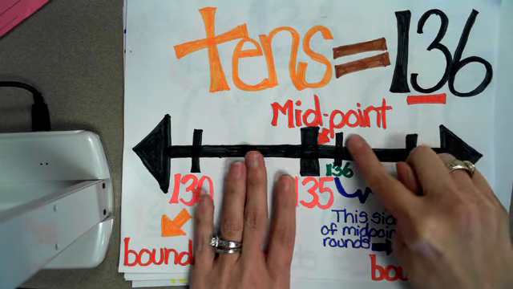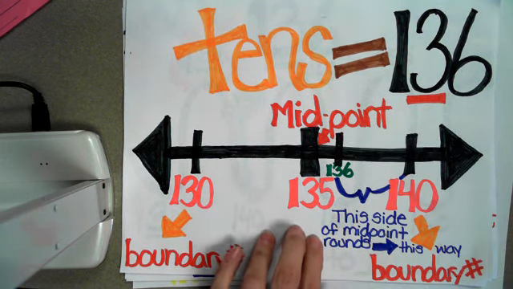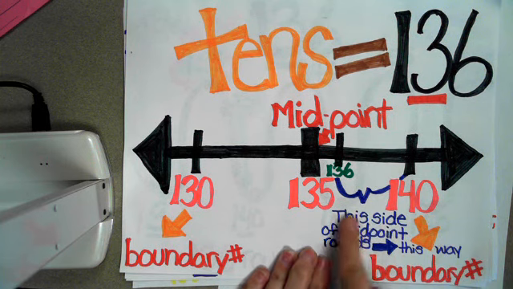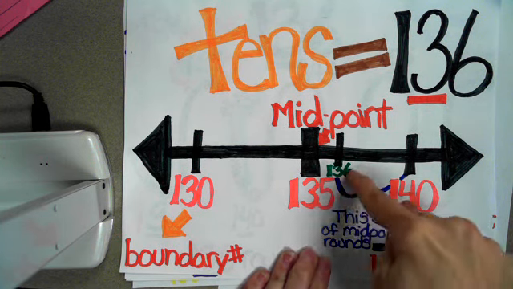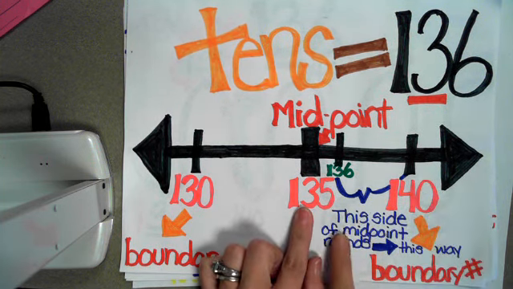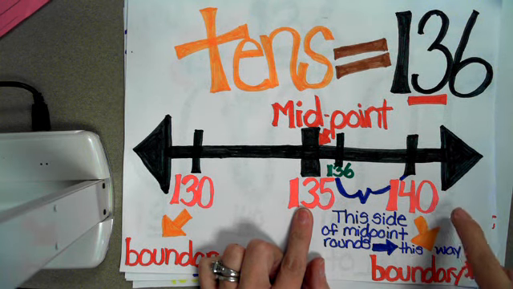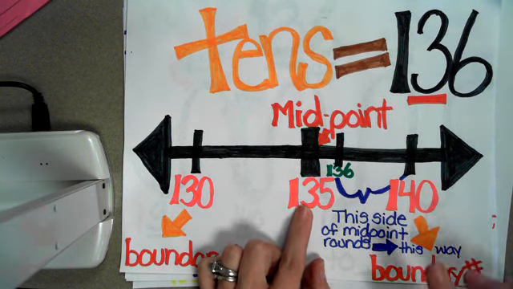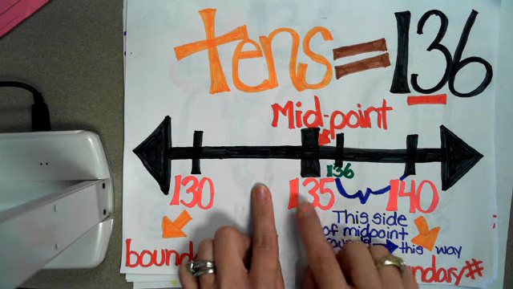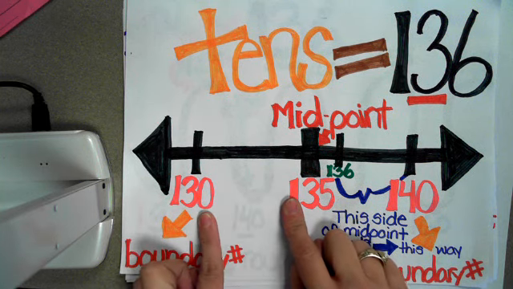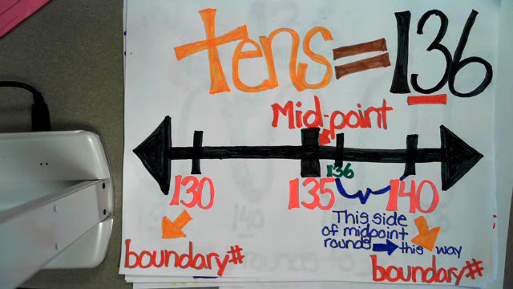So I'm able to locate my point on the number line, and then I can read that when we're on this side of the midpoint, we round to the 10 that goes up. And if it's on this side of the midpoint, we would round down to the next 10 or the boundary numbers.